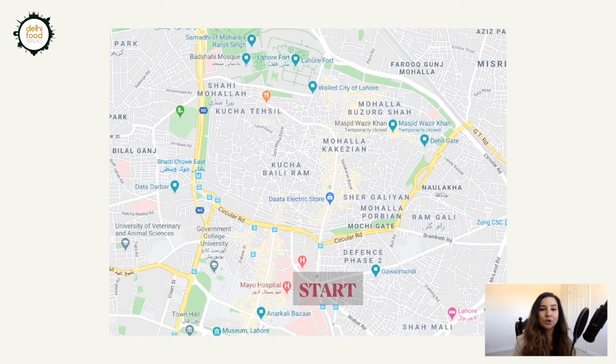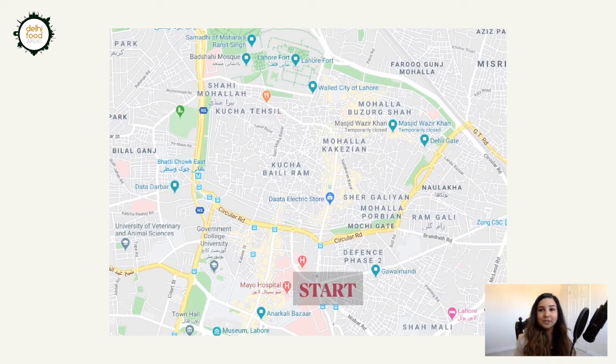And so Anarkali is one bazaar, but it has many smaller markets within it. And each of the markets specializes in selling a particular item, such as shoes. So there'll be a market that sells just shoes, or jewelry. There'll be a market that sells just jewelry. So we'll look at what some of these markets are in Anarkali.